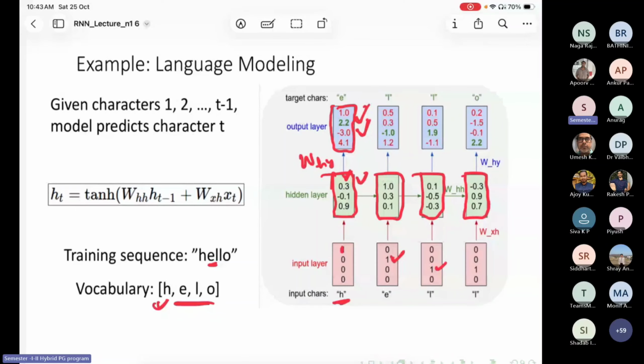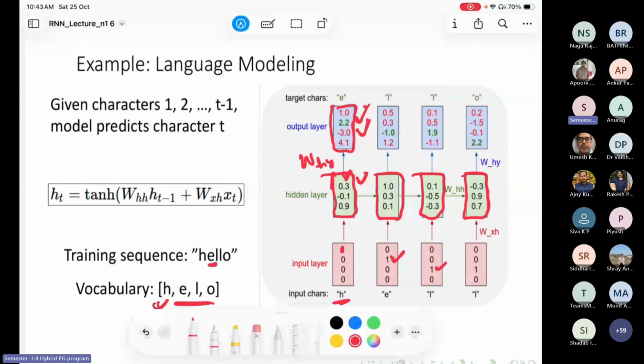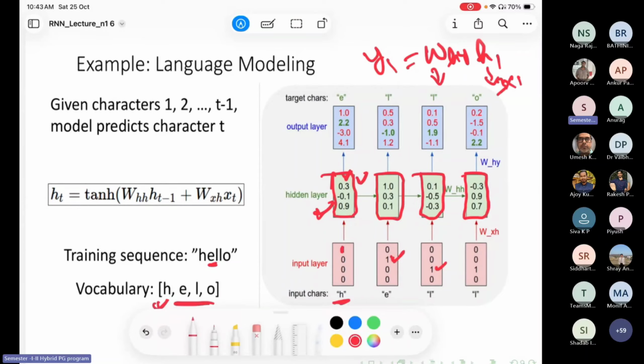Now suppose you got all these four values at the end. How are you getting it? You got this H1, and now you multiply with Why, which will give you the output Y1. H1 is a 3 into 1 dimensional vector, so you take Why as a 4 into 3 dimensional matrix, and you get 4 into 1. Now you just have to see what value you get at this position, because this is the index of the actual class. Given H, you have to predict E, and E has 1 at this point, so this index should have the maximum value.